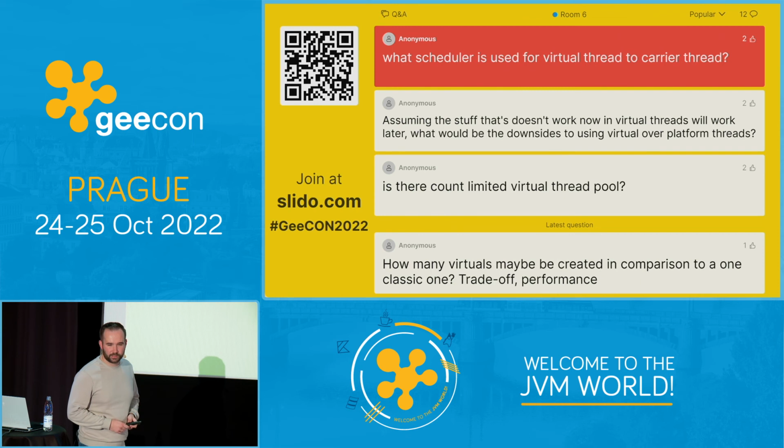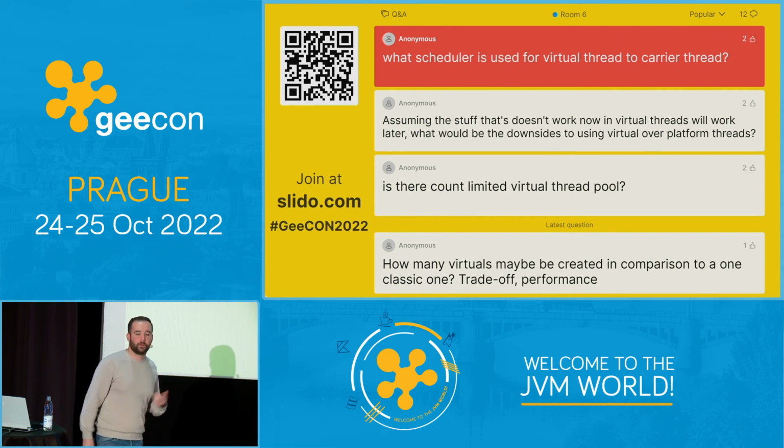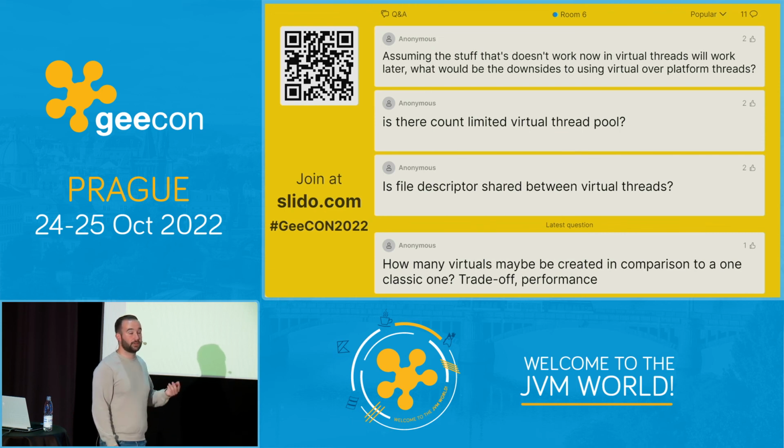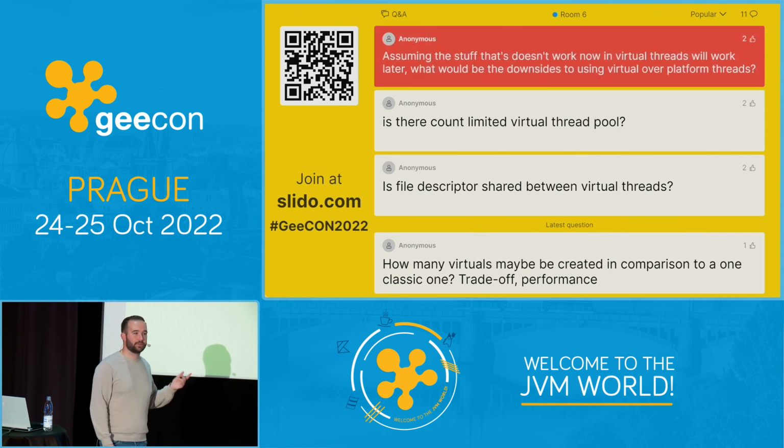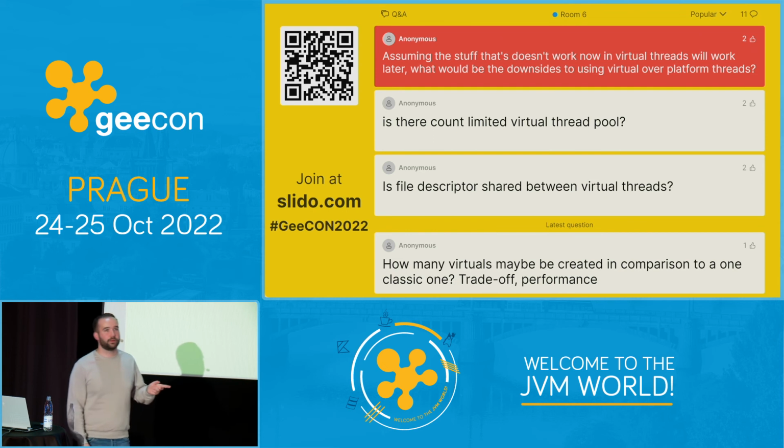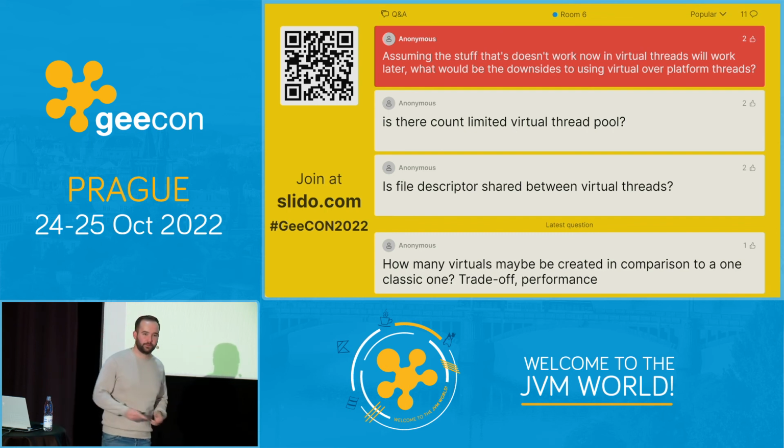What would be the downside of using virtual threads over platform threads? One of the downsides is that the stack frames now live inside the heap, where with platform threads they live off the heap. So it's quite heavy for the garbage collector because you will now use more heap space. So that's one of the downsides.